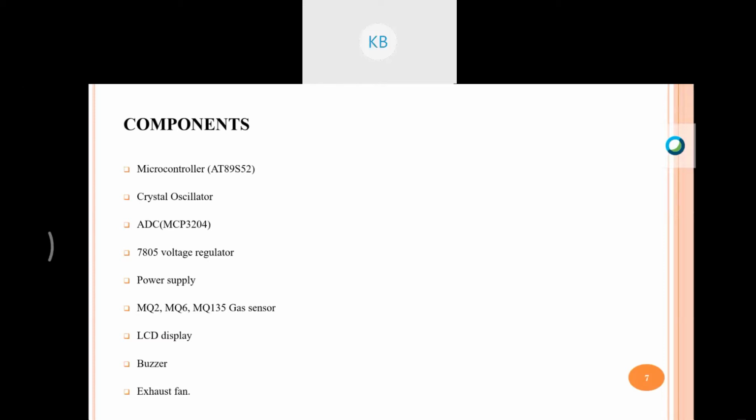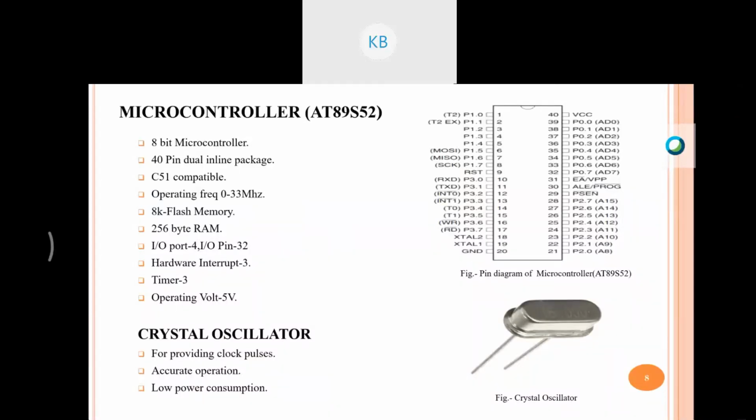The first component is the microcontroller. We have used the AT89S52 microcontroller. It is also an 8052 microcontroller. It is an 8-bit microcontroller. Next slide, please. It contains 40 pins, and it is 8051 compatible.